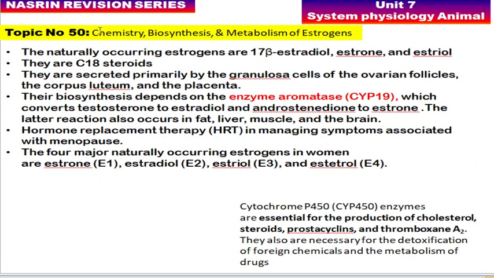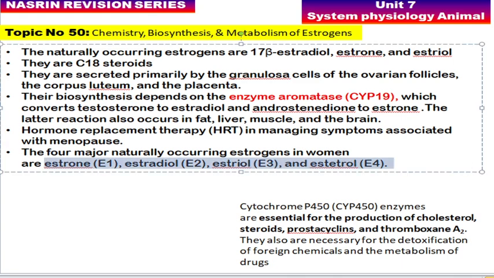Okay, the next thing is the chemistry, biosynthesis and metabolism of estrogen. The naturally occurring estrogens are beta-estradiol, estrone and estriol. These estrogens are C18 steroids and they are secreted mainly by granulosa cells of the ovarian follicle, the corpus luteum and the placenta. Next, the biosynthesis depends upon an enzyme called aromatase, whose code is CYP, meaning cytochrome P450 enzyme. The aromatase enzyme is involved in converting testosterone to estradiol as well as androstenedione to estrone. Next, hormone replacement therapy for managing the symptoms associated with menopause uses estrogen as a drug.